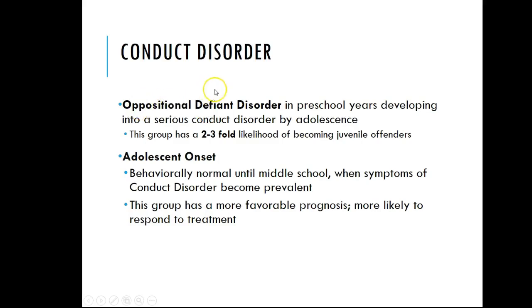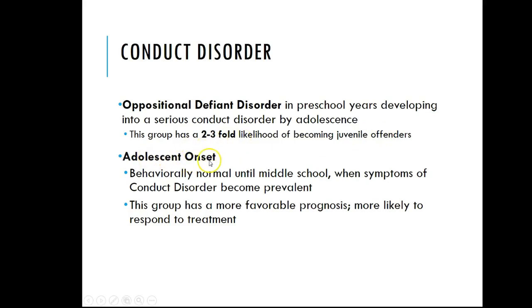So oppositional defiant disorder actually begins during the preschool years, when the child is developing, and it becomes a seriously conduct disorder by the time they reach adolescence. And unfortunately, this is the group that has the likelihood of becoming juvenile offenders by 2 to 3 times.